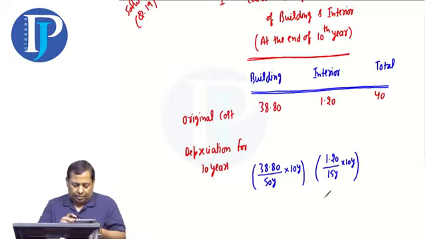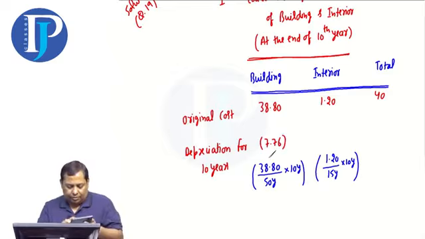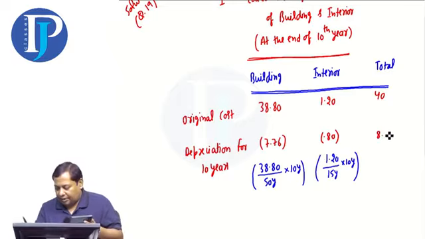Tell me. 38.8 divided by 50 then multiplied by 10. And now I have also charged the depreciation for 7.76. Okay? Let's check this in the calculator. So this is the depreciation I have charged for 10 years. And the total depreciation I have charged is around 8.56.